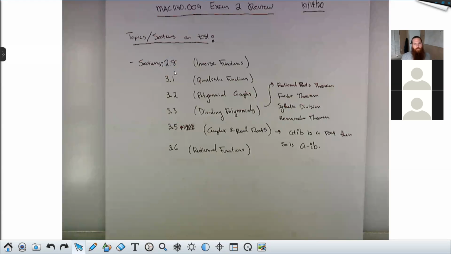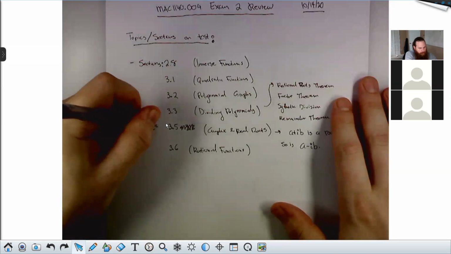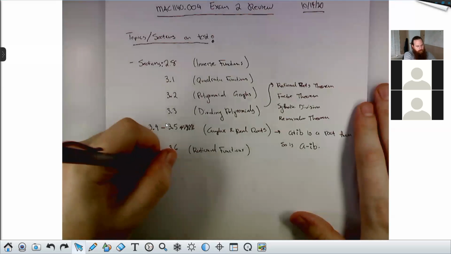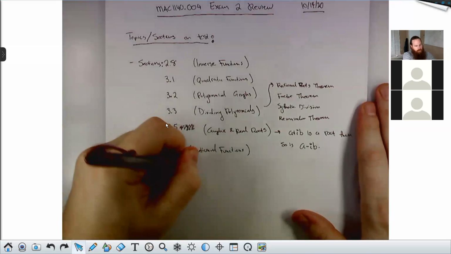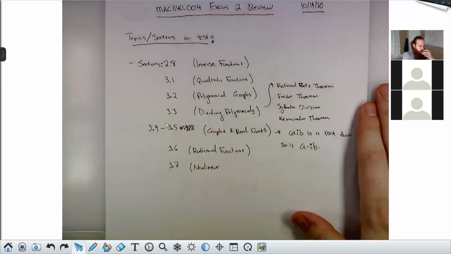So sections are 2.8, 3.1, 3.2, 3.3, 3.4 and 3.5. I wrote 3.5 and 3.6 originally, should be 3.4 and 3.5. And then 3.6 is on rational functions, graphing rational functions mostly, finding domains, vertical asymptotes, horizontal asymptotes, all that good stuff. And then 3.7 is the one that we learned last time. This is on nonlinear inequalities, specifically rational and polynomial.